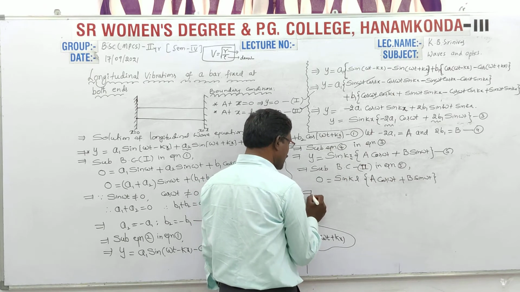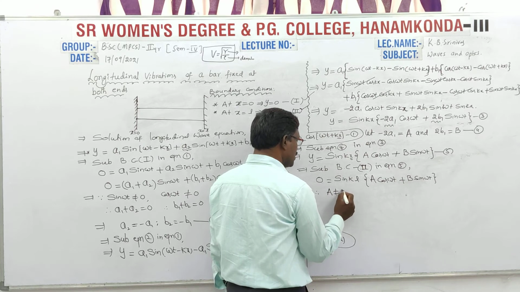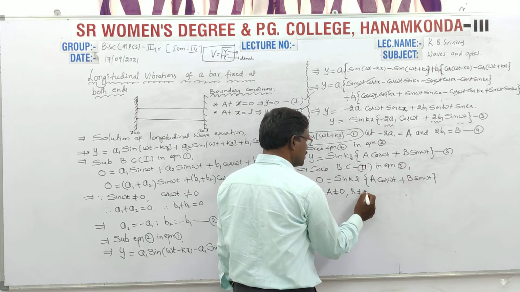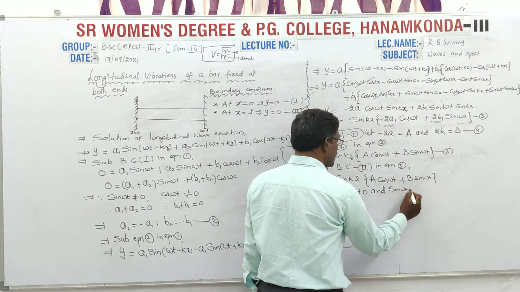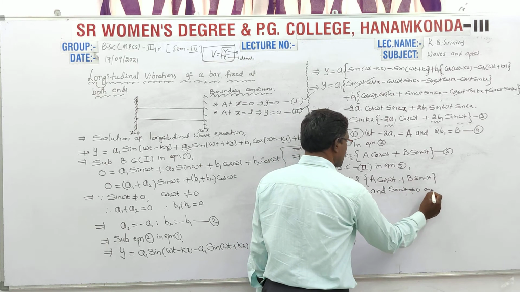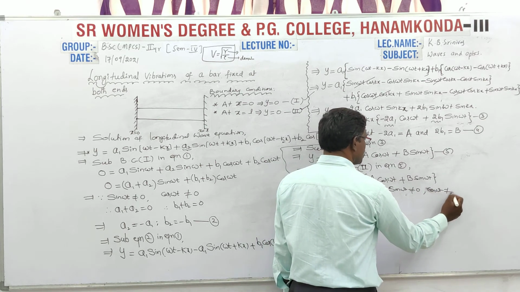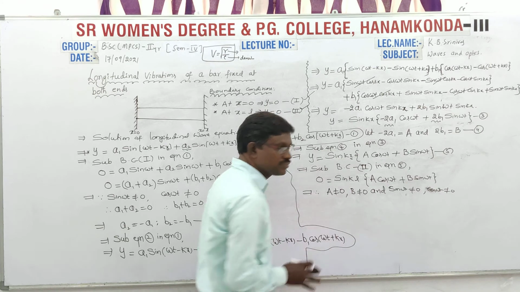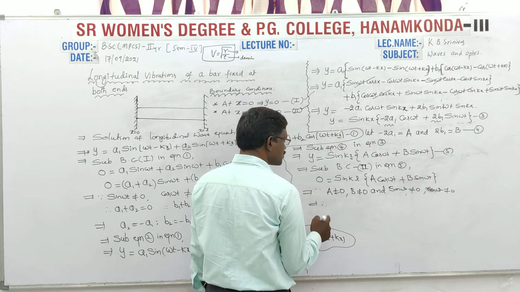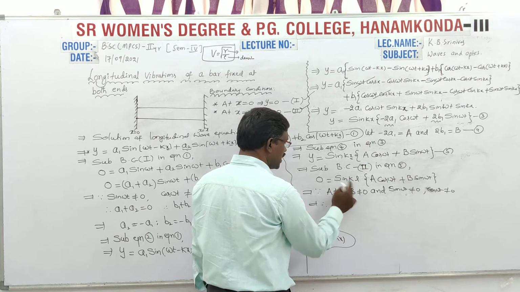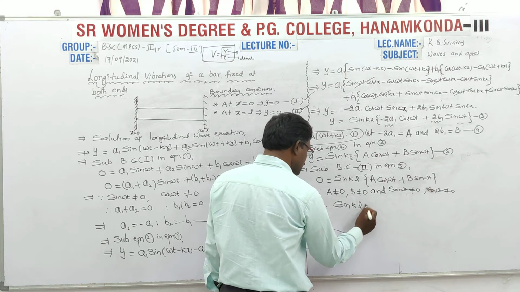So this term never be equal to 0. Therefore you can write like this. Therefore as A is not equal to 0, B is not equal to 0, sin omega t is not equal to 0 and cos omega t not equal to 0, this term never be equal to 0. Therefore sin kl, first term, must be equal to 0.